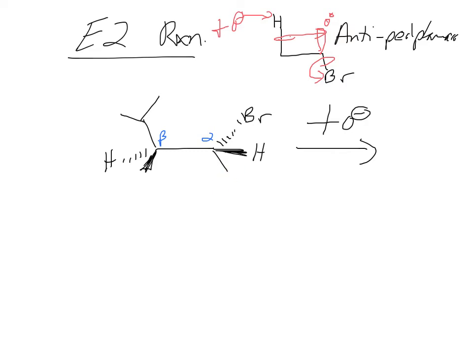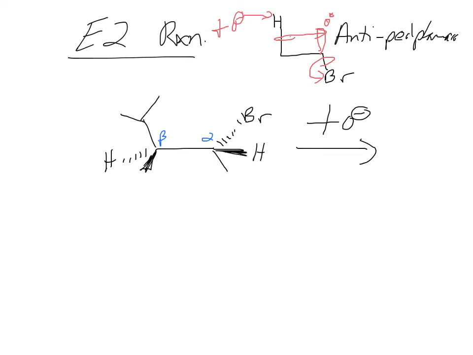They can still be anti-periplanar for sure, but the product we formed wouldn't be the most substituted. Remember Zaitsev's rule, the most substituted alkene. We could form a double bond here too, just to be fair, but according to Zaitsev's rule, we'd rather form the more substituted. This would be a tri-substituted versus a mono-substituted alkene.